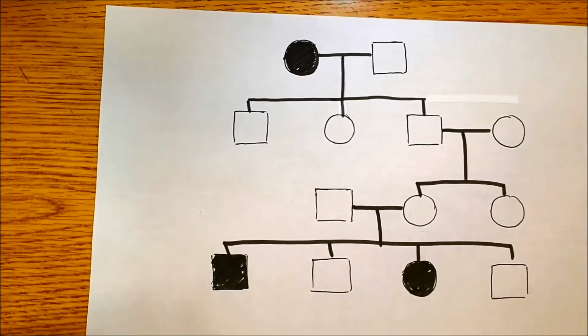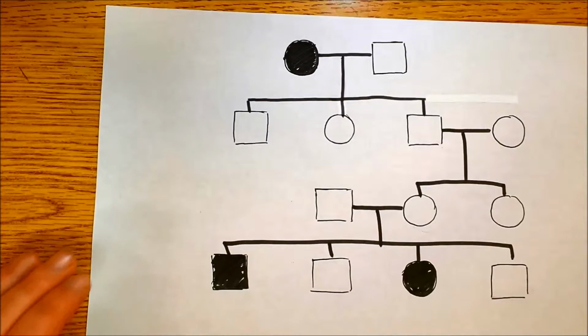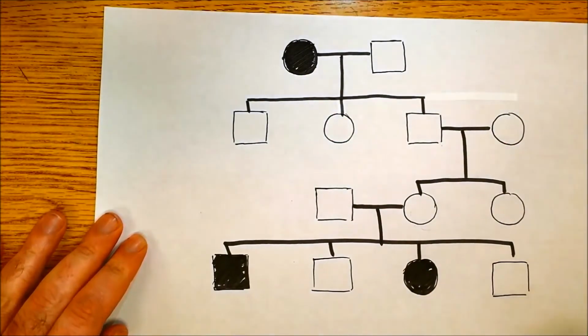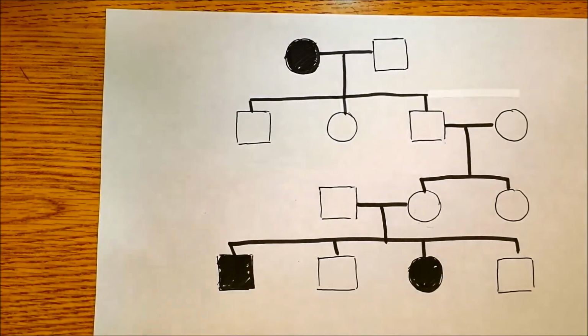Second part says how many females in a family. Now count all the circles, because circles represent females. 1, 2, 3, 4, 5, 6. 6 females. Count again. 1, 2, 3, 4, 5, 6. Yep, 6 females in a family. So 7 males, 6 females in this extended pedigree tree. Third part. How many individuals express the trait in the family?